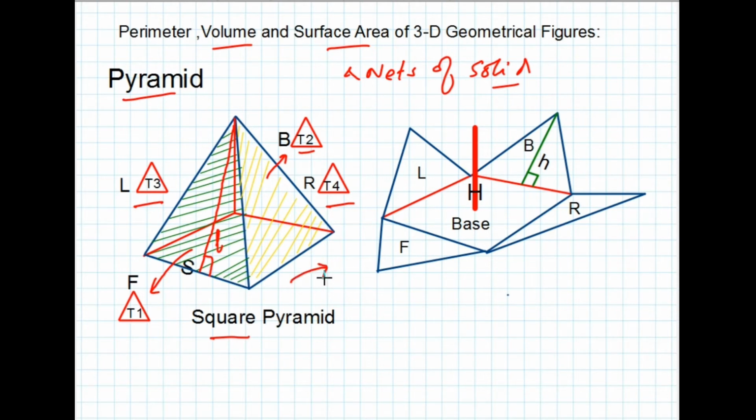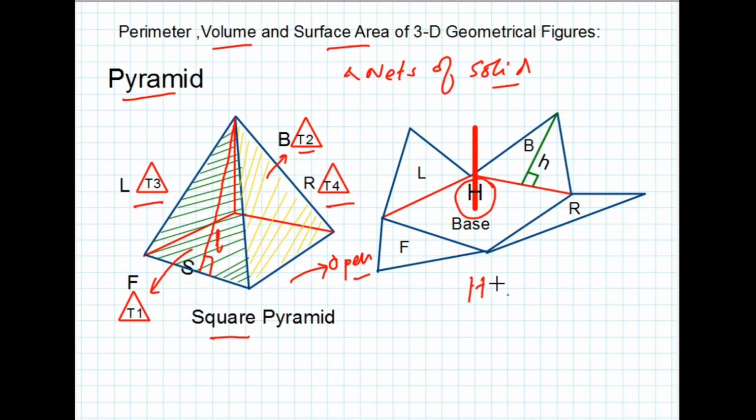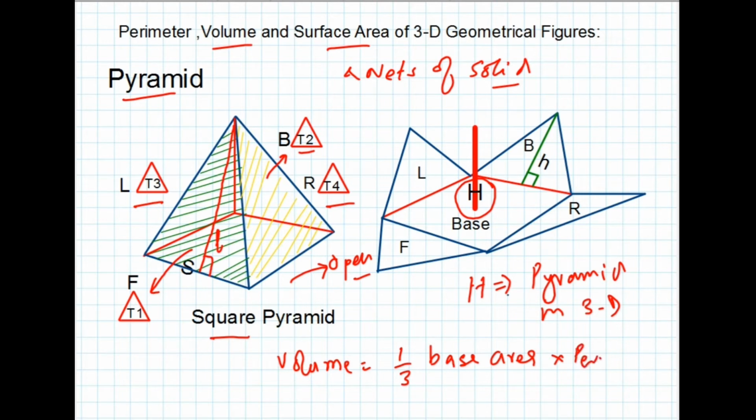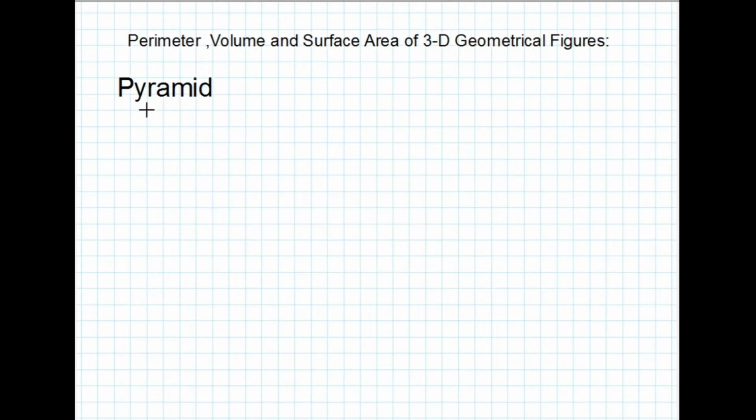The base is a square. If we open the pyramid, then we can see the height of the pyramid, capital H, which turns the pyramid into a 3D shape. So the volume of a pyramid is 1 upon 3 multiplied by base area multiplied by perpendicular height. Let S be the side of the square. So base area is S into S, which is S square. Capital H is the perpendicular height of the pyramid. Therefore, the volume of a square pyramid is 1 upon 3 multiplied by S square multiplied by H.